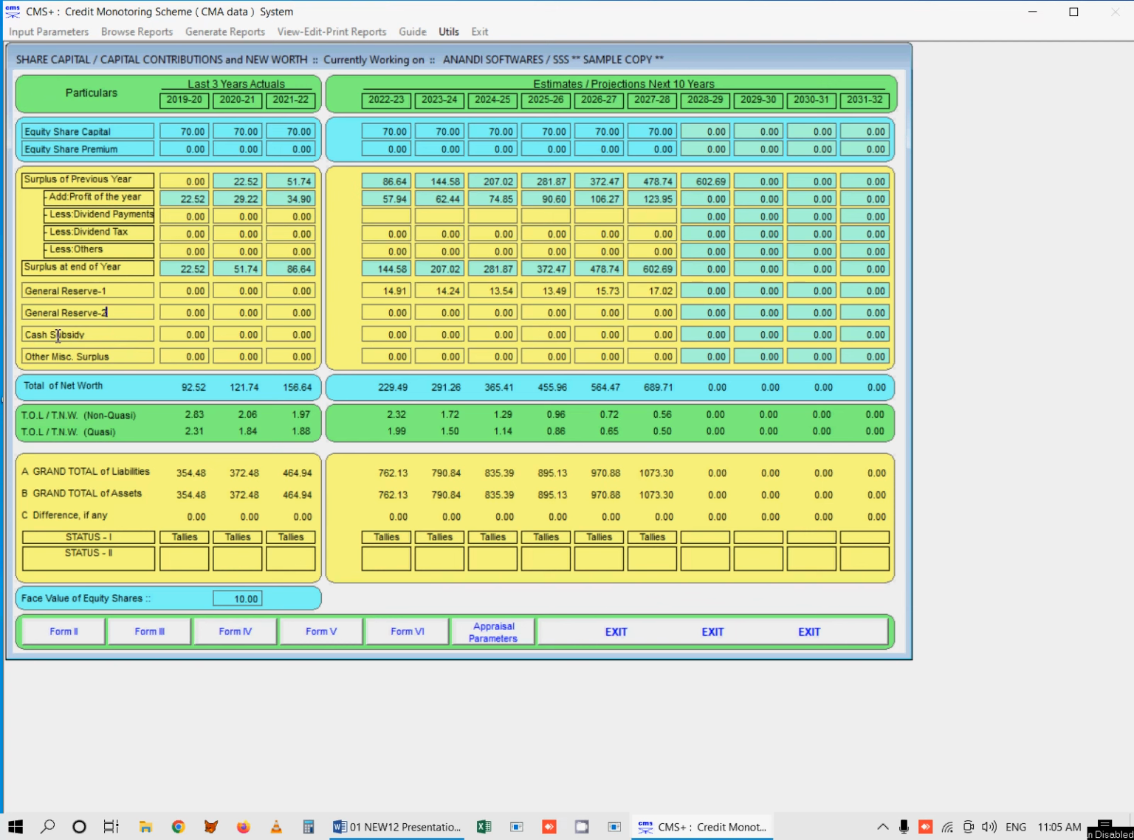The same way like the borrowing screen, here also in a running mode with data entry at each field, it will be showing the resultant TOL, TNW, both non-quasi and quasi, and this would enable you to correct and improve upon further as may be required.